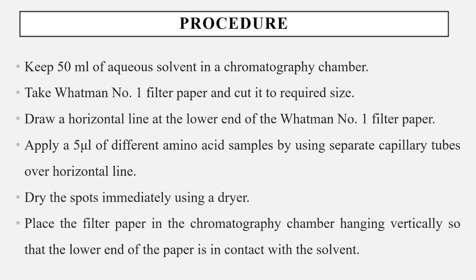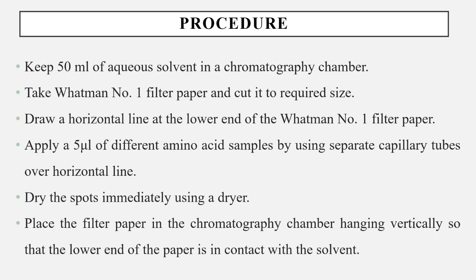So come to the procedure of ascending paper chromatography. We have to keep 50 ml of aqueous solution in the chromatographic chamber. So we have to pour this aqueous solution in the chromatography chamber. Then take Whatman number 1 filter paper and cut it to the required size. Next, draw a horizontal line at the lower end of the filter paper and apply 5 microliters of different amino acid samples using a separate capillary tube over the horizontal line.